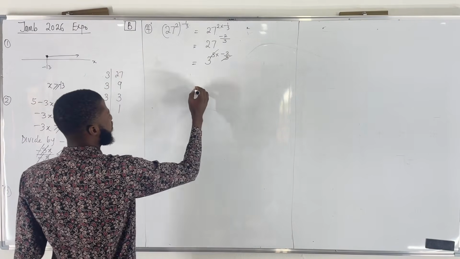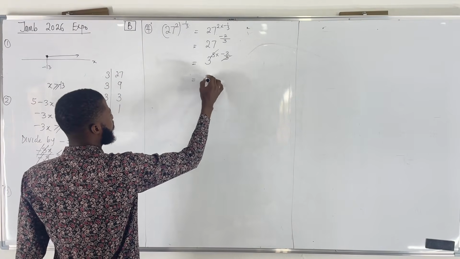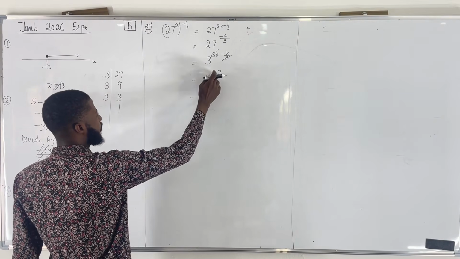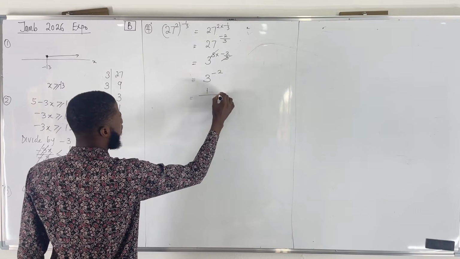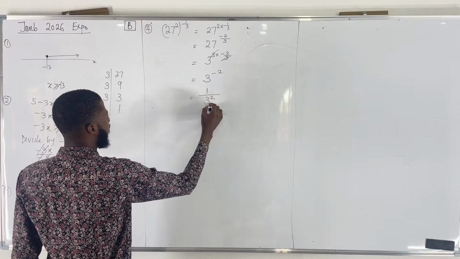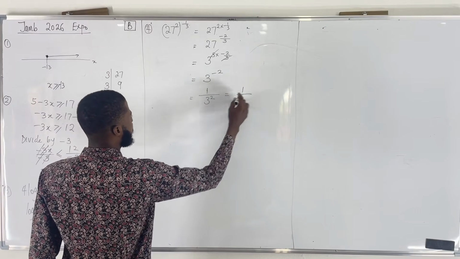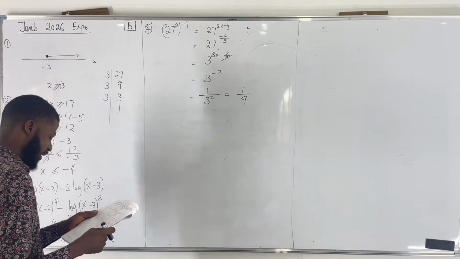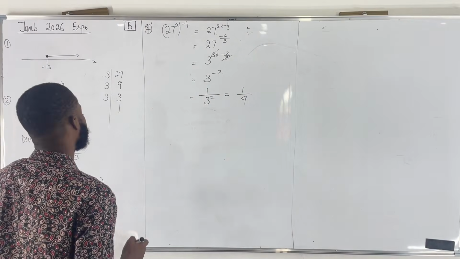Now 3 can cancel out 3 here, so what will be left is 3 to the power of minus 2. Now to clear out a negative exponent, all we have to do is say 1 over. Once we say 1 over, the minus goes away. So this will be 1 over 3 squared, and 3 squared is 3 times 3, so that's 9. So the answer to that question is going to be A.